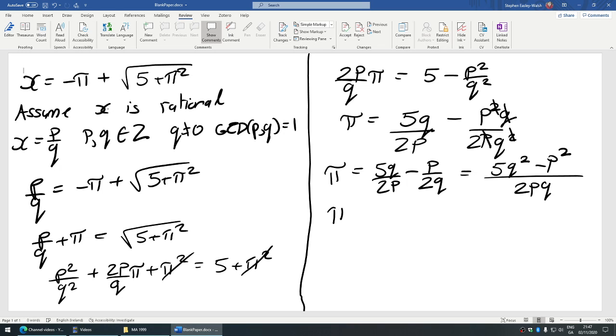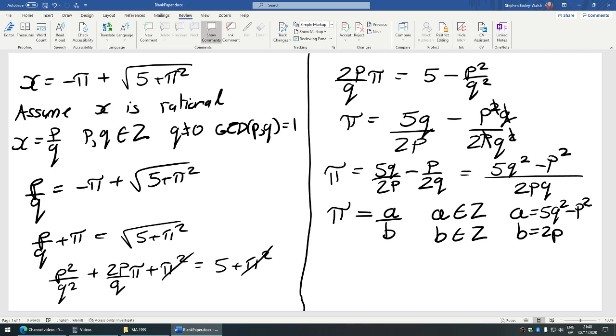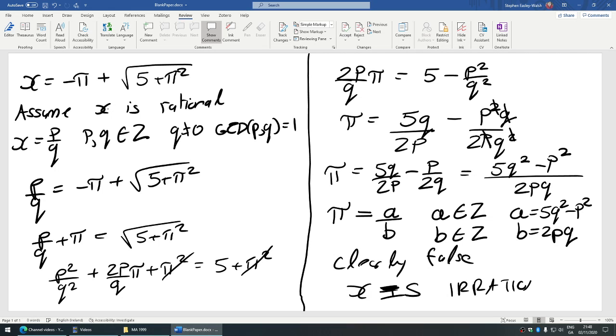So that would mean that pi would equal a over b, where a is an integer, because a is 5 times an integer squared minus an integer squared, and b is an integer, because b is twice an integer by an integer, and this is also clearly false, which means x is not rational but irrational.